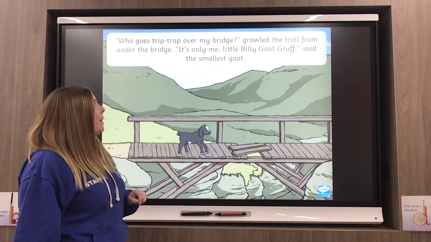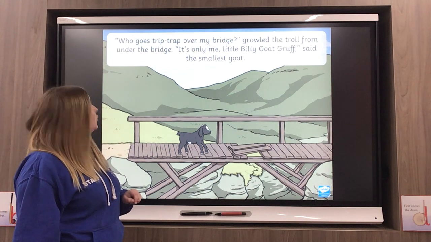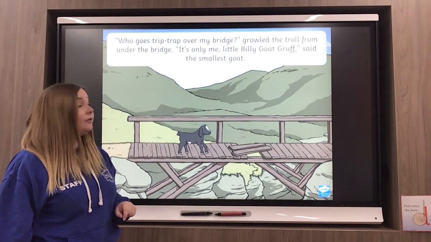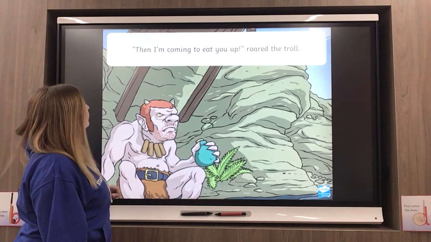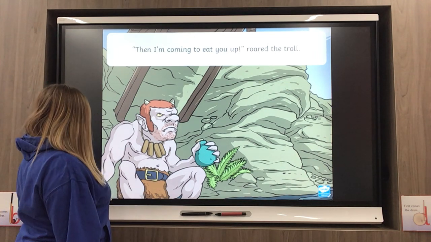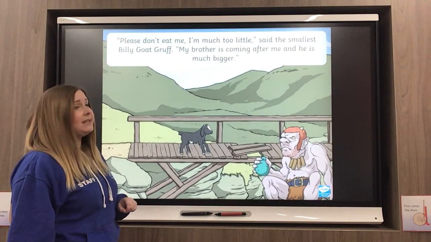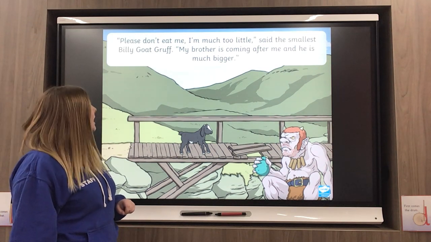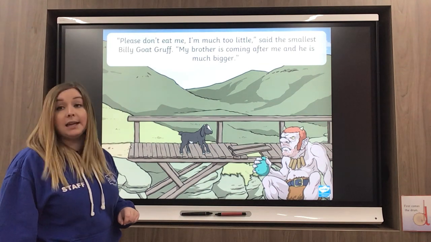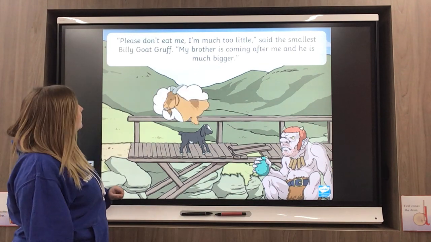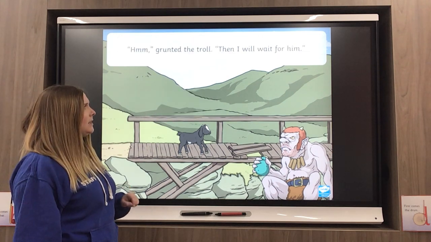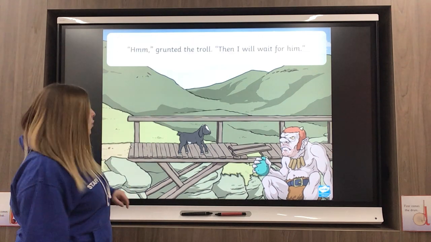Who goes trip, trap over my bridge? Growled the troll from under the bridge. It's only me, little Billy Goat Gruff, said the smallest goat. Then I'm coming to eat you up, roared the troll. Please don't eat me, I'm much too little, said the smallest Billy Goat Gruff. My brother is coming after me, and he is much bigger. Grunted the troll. Then I'll wait for him.